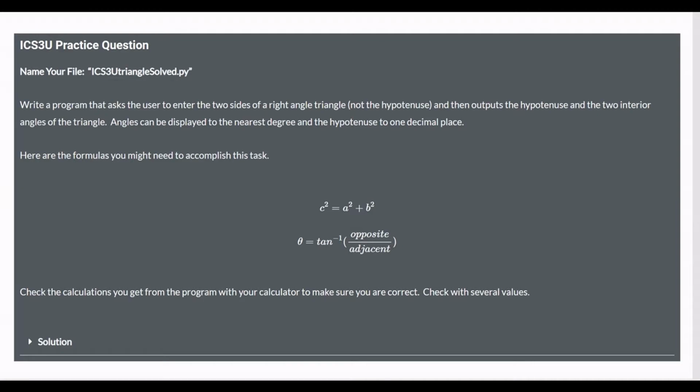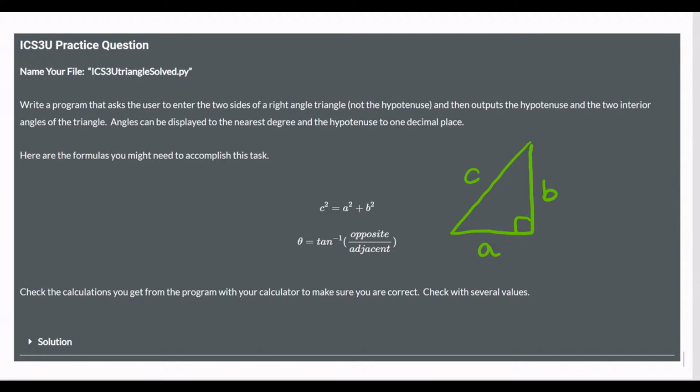So if I look at the triangle, I've got a right angle triangle here. So I'm getting these values, A and B. Okay, and here's the hypotenuse, which is C. And I've got to calculate these two angles.